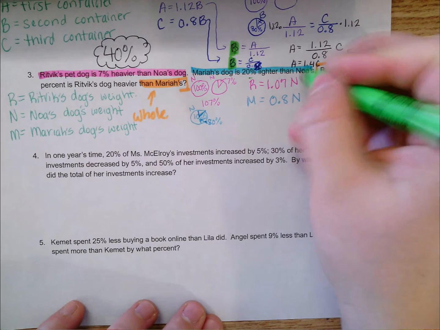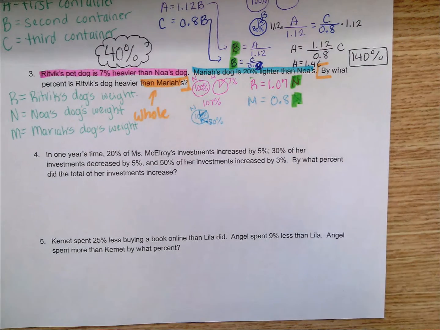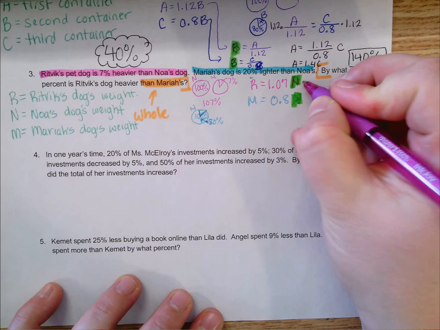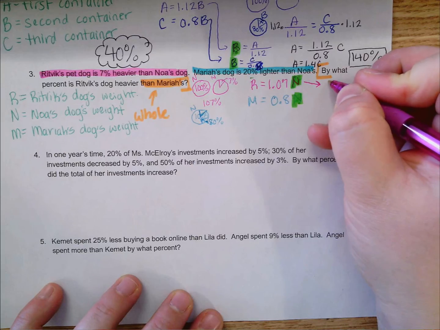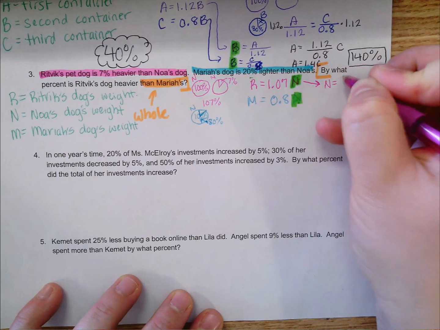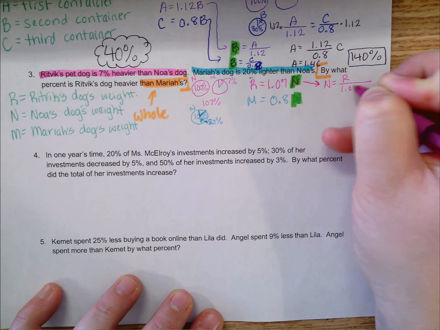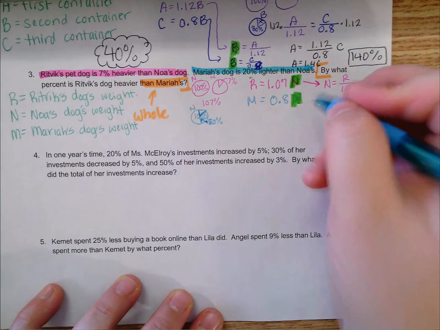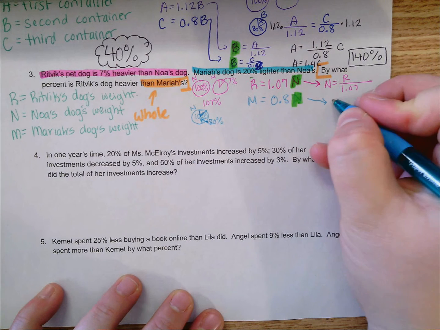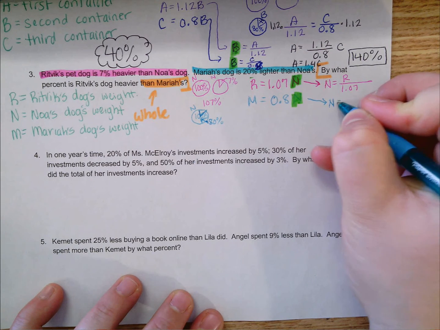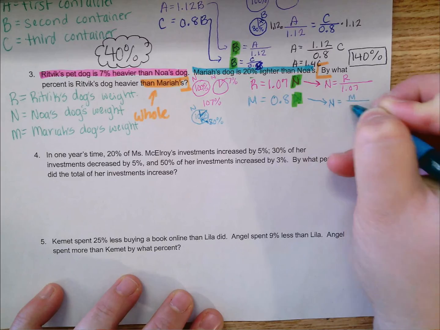All right, I need both of these equations to be solved for N so that I can compare them. So I'll take my first one. I know that R is equal to 1.07N, and if I divide both sides by 1.07, I get N equals R over 1.07. With my second equation, I know that M equals 0.8 times N, so if I solve for N, I'll divide both sides by 0.8, and I'll get M divided by 0.8.